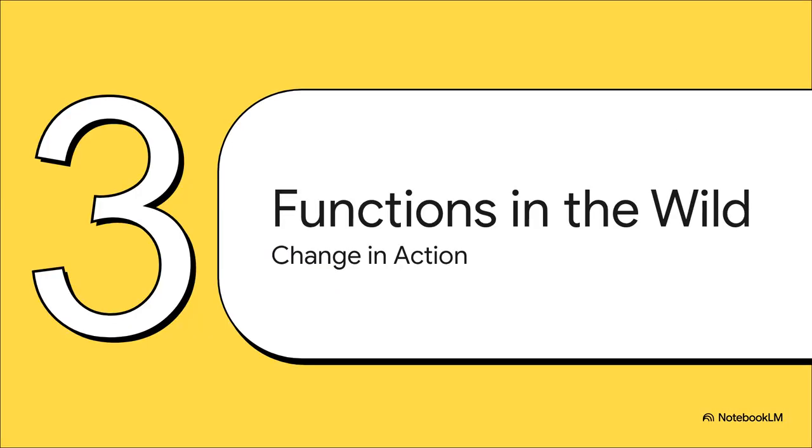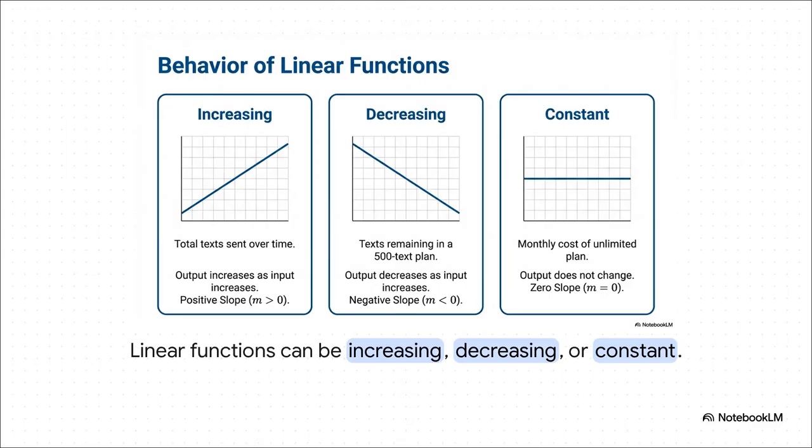Now, let's take this thing out of the workshop and see it in the wild. Where do we actually run into these straight lines of change in the real world? Well, there are really only three things a linear function can do. It can increase, like the total number of texts you've sent over time, that's a positive slope. It can decrease, like the number of texts you have left in some limited plan, that's a negative slope. Or it can just stay constant, like the flat monthly fee for an unlimited plan, where the slope is just zero.